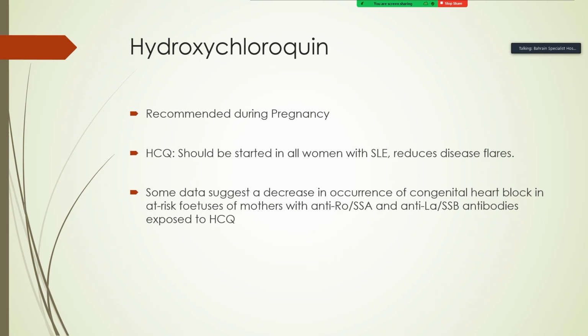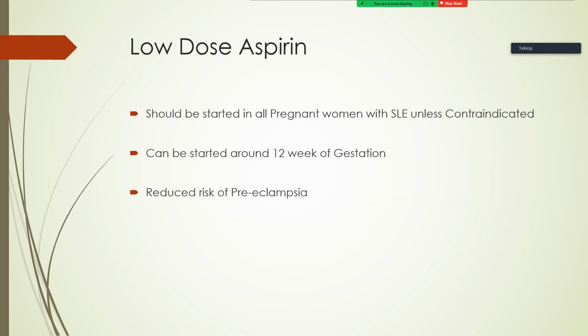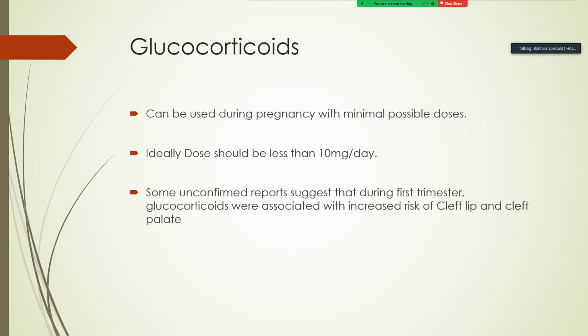Hydroxychloroquine is recommended in pregnancy, and it helps to reduce the disease flare. It also helps to prevent the congenital heart blocks in the fetus. Low dose aspirin is also recommended during the pregnancy, and it should be started around 12 weeks, and it reduces the risk of preeclampsia. Glucocorticoids can be used, but with the minimal possible dose, the dose should be ideally around 10 milligrams.